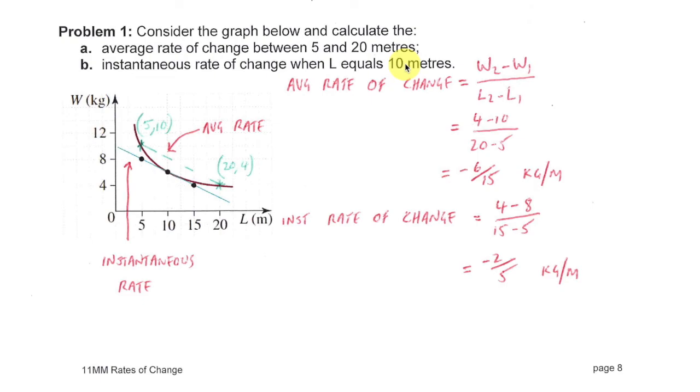So let's first of all work out the average rate of change, so between the 5 and 20 meter marks. So using my graph, I go up and onto the curve and I've got the position 5, 10. And on the curve again, I've got the position 20, 4. So my average rate of change is going to equal the gradient of the chord that joins those 2 points together. My calculation for this is going to be the change in weight over the change in length. So it's 4 take 10 over 20 take 5 to give me a rate of change of -6 on 15. Obviously that could be simplified, kilograms per metre.